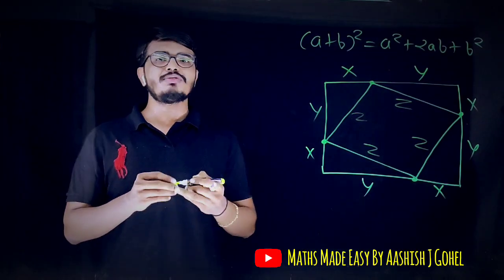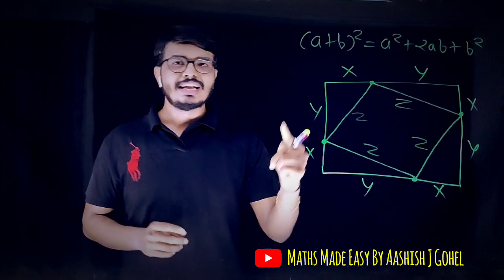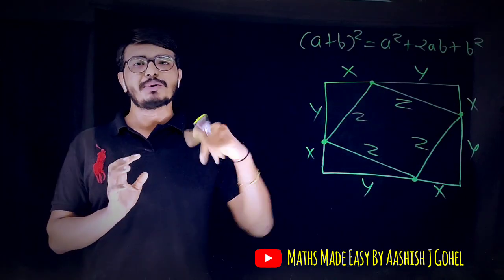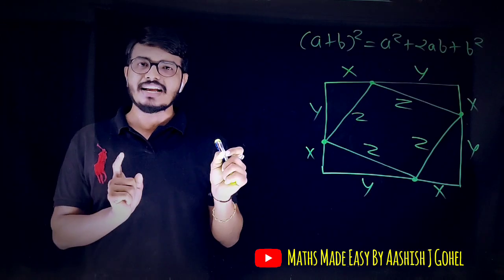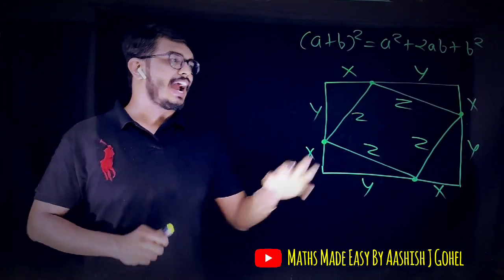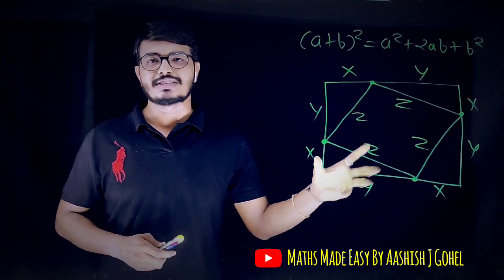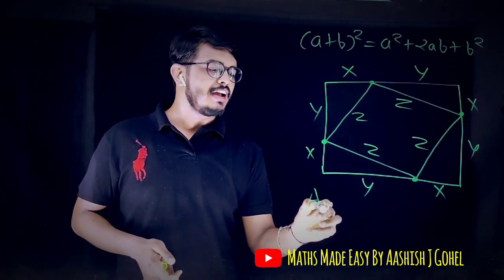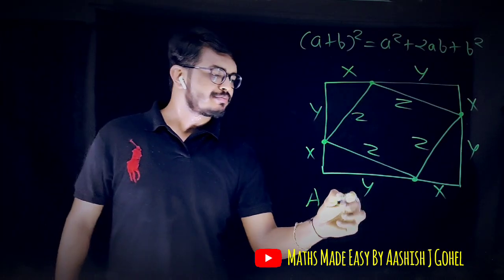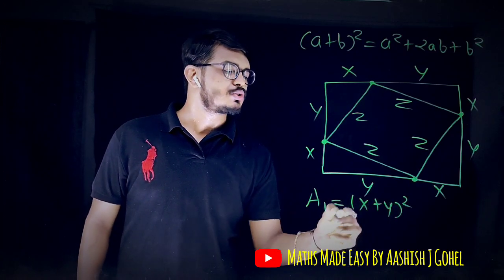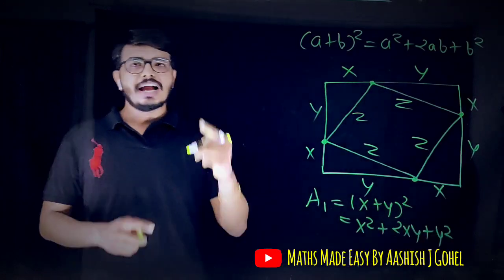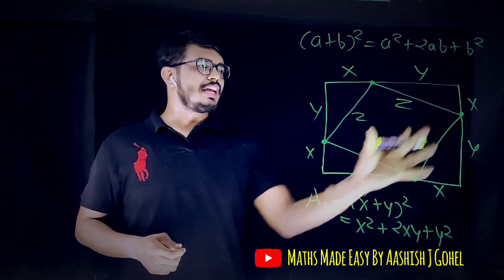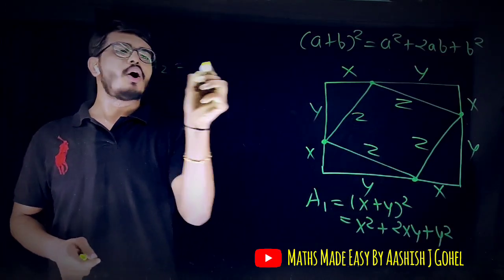Now if I want to write down the area for the bigger square, there are 2 ways to write it down. One, we can directly square the length of the side. Another way is if I add all 5 segment areas. So let me write down the first area by squaring the side, x plus y whole square, x square plus 2xy plus y square.